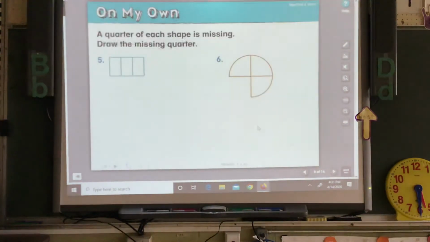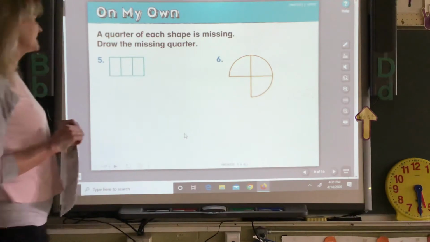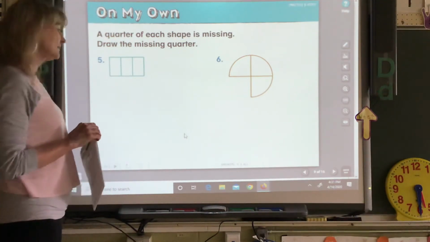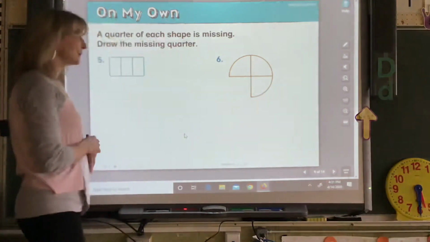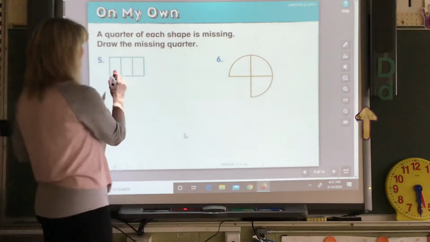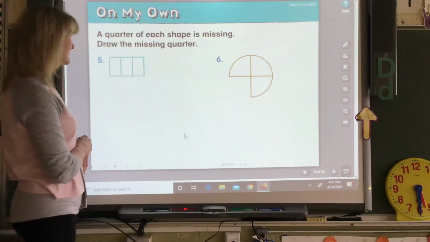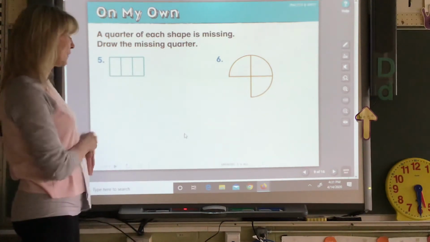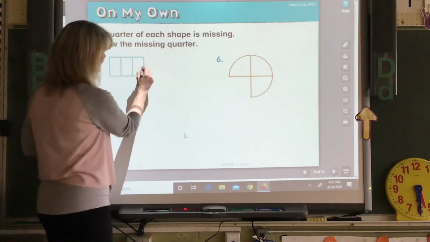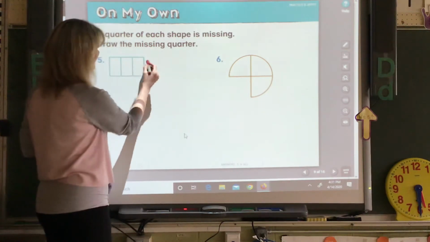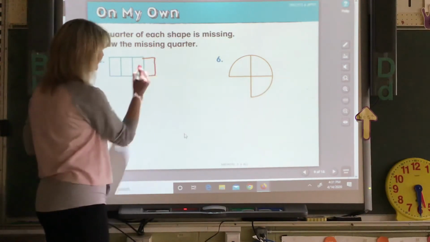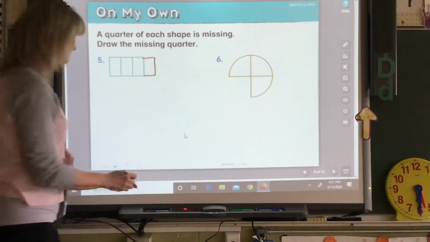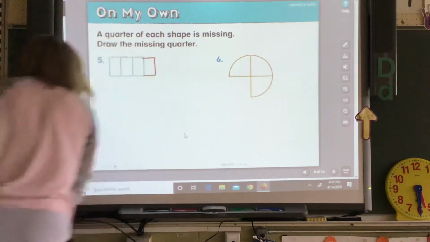And it says a quarter of each shape is missing. Draw the missing quarter. So I will do the first one with you. And so we only have 3 parts. And there's 1 equal part missing. So I want to make it as close to the size of these as I can to finish it. Do you see how to do that? Okay.